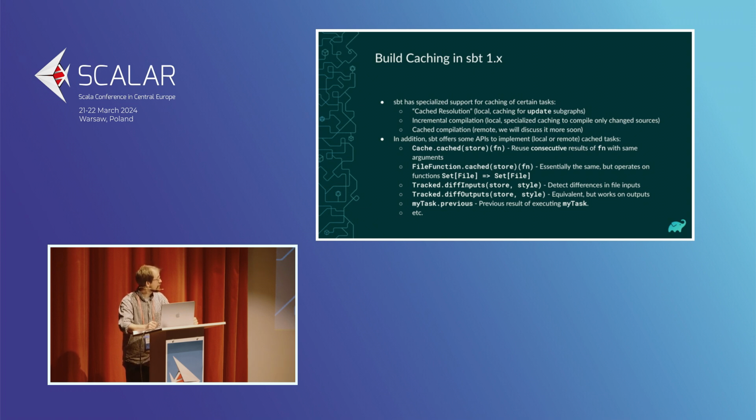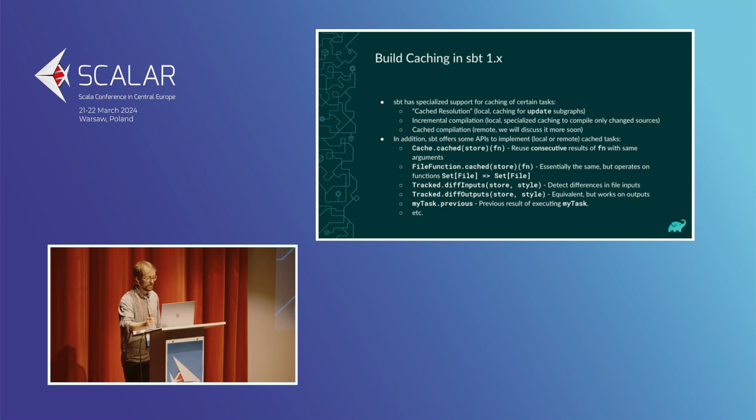Cache.cached for file functions is very similar, but it works on functions from a set of files to a set of files. So if you change any of the input files, or if you remove one of those files in the input, it's going to rerun the function. If you also change one of the files that have been produced by the cached function, it's also going to rerun the function so that you get back in the same state.